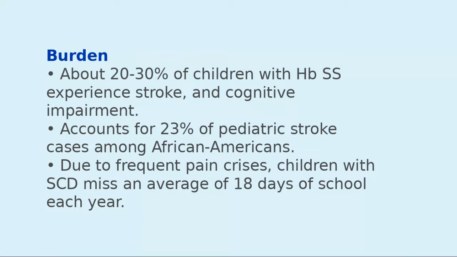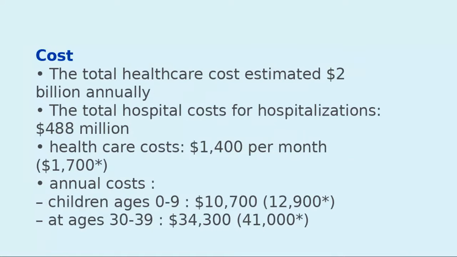So you can imagine how much this will put a burden on the community and on the individual and their families. The cost of the treatment in total is about 200 billion annually, a global number. The total hospital cost for hospitalization is in the range of $488 million, and the healthcare cost is about $1,400 per month for each patient. And the annual cost for children from 0 to 9 years is about $10,700, and for patients between 30 and 39, it's in the range of $34,000.